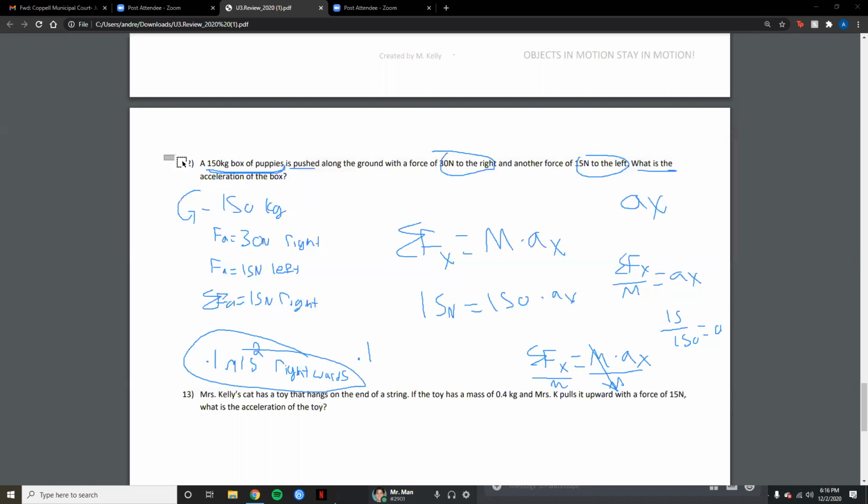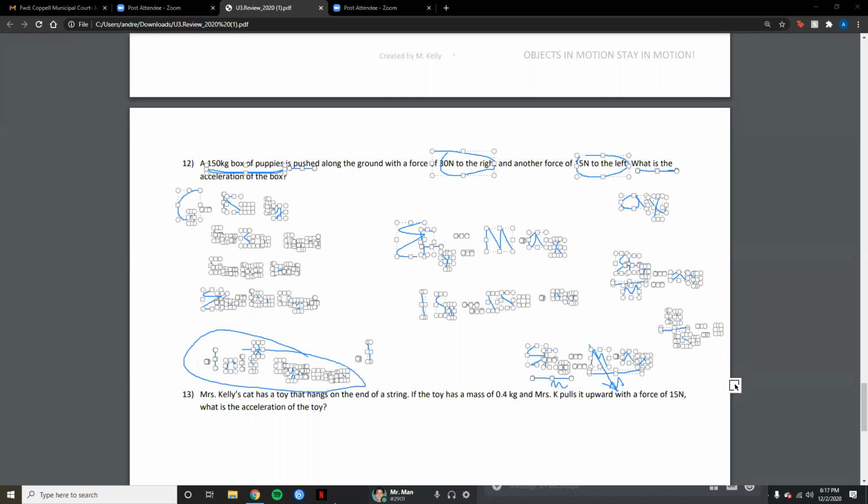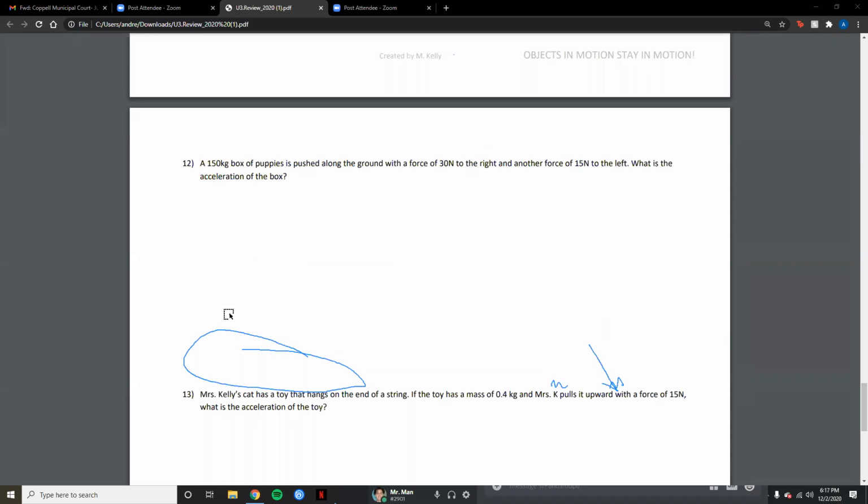Do we not have to find the y direction of it? No, it's asking what is the acceleration of the box. Y is balanced, so you don't have to find acceleration for the y. Acceleration would be 0 on the y anyway. So we're just going to delete that. All right, no more questions for that one. Can I move on?